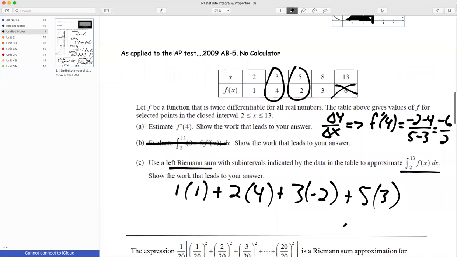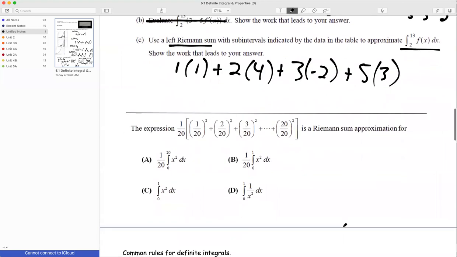Well, let's look at a multiple choice question here then. The expression here is a Riemann sum approximation for which one? Let me just guide you through the thought process that we should go through in order to work this. First, this is not necessary to answer the question, but is this a right Riemann sum or a left Riemann sum? And how do you know? It's a right Riemann sum. How do we know it's a right Riemann sum?